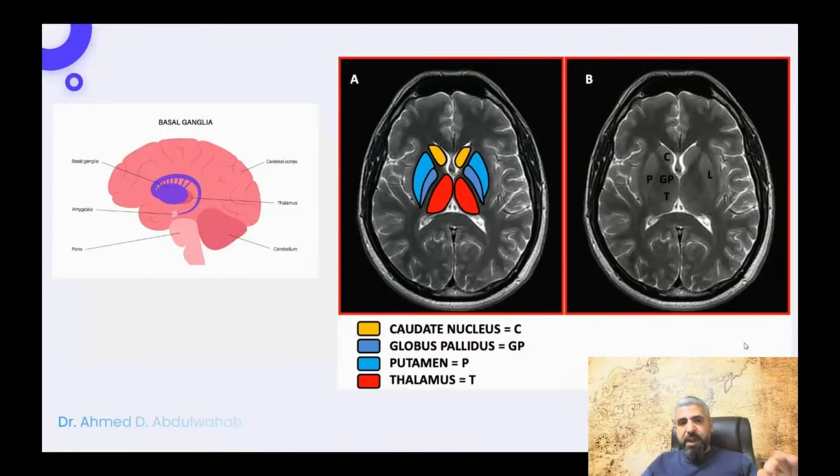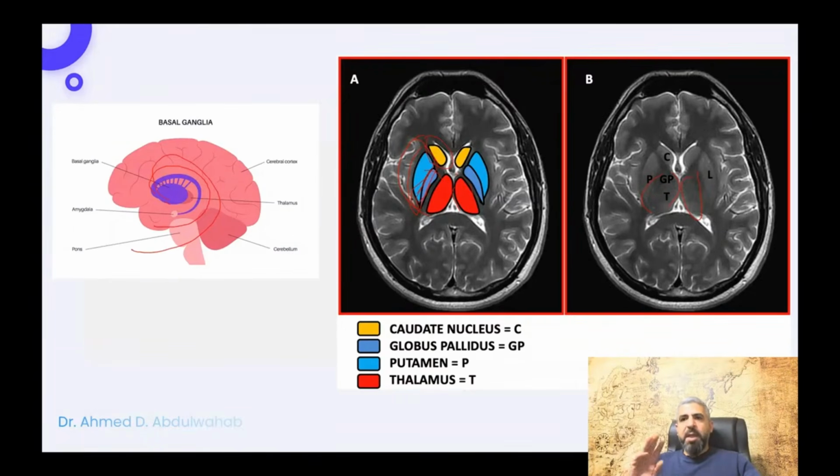Precision is everything. As we know, this blue structure is the lentiform nucleus. It is composed of the medial part, called the globus pallidus, and the lateral part, called the putamen. Anteriorly, in a tail-shaped manner, is the caudate nucleus, and on the sides of the third ventricle you have the thalami. So this is the basic anatomy.